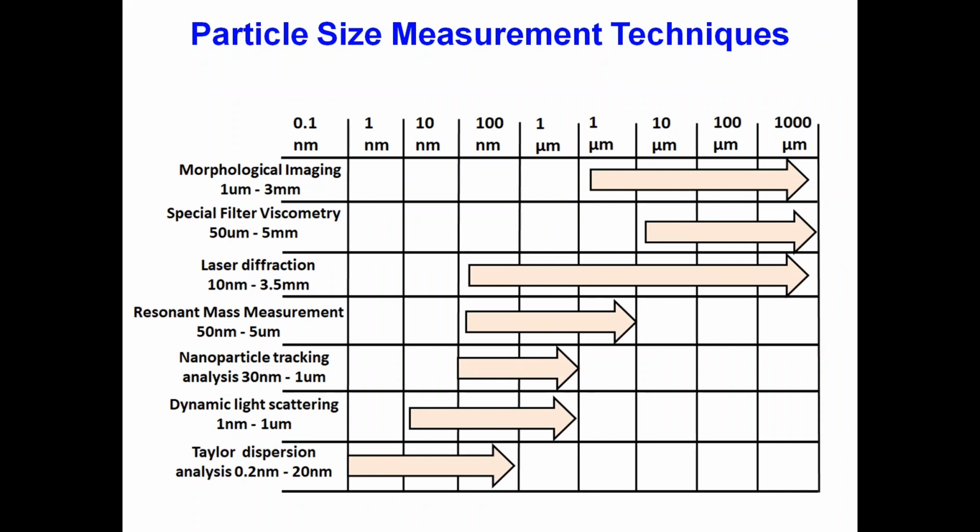So we have this HORIBA particle size analyzer in our laboratory, and this instrument also works on the principle of dynamic light scattering. Then we have the Taylor dispersion system, which has a different principle. I will come to that point. The potential of this technique is 0.2 nanometer to 20 nanometer. So here you can see this Taylor dispersion analysis has the maximum potential. Maximum potential means this technique can measure particles which have a diameter of 0.2 nanometer.